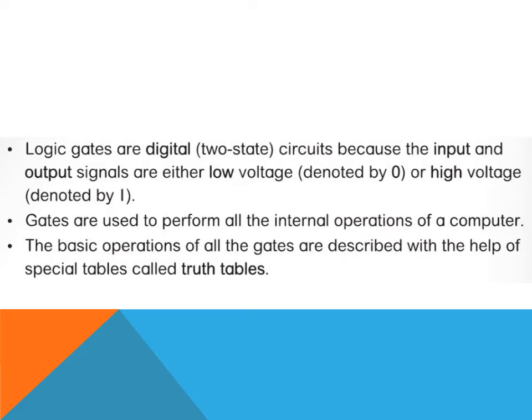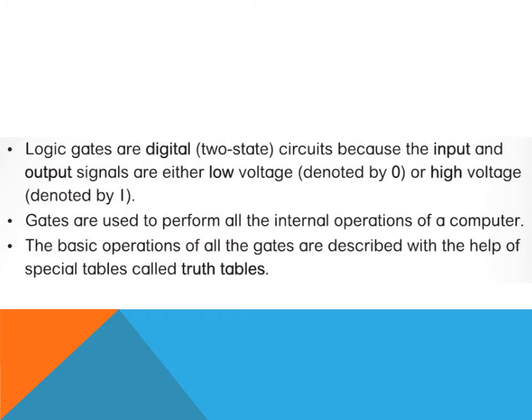Logic gates may have one or more input signals and a certain output signal. Next point, logic gates are digital two-state circuits because the input and output signals are either low voltage denoted by 0 or high voltage denoted by 1. So try to understand this properly, okay? Logic gates are digital two-state circuits. Two-state means either a low voltage or high voltage. A low voltage is denoted by 0 and high voltage is denoted by 1.